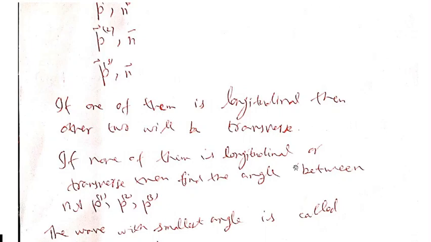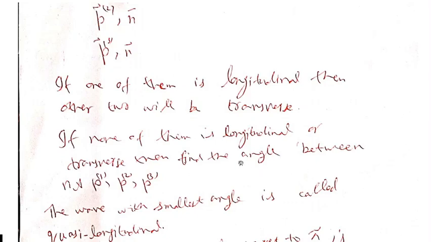So if none of them is longitudinal or transverse, that means if we have no longitudinal and no transverse wave, then which type of wave will propagate? For that purpose we will have to find the angle between n and P1, n and P2, and n and P3. Then that angle will tell us which type of wave is propagating in that particular material. The wave with the smallest angle is called quasi-longitudinal.